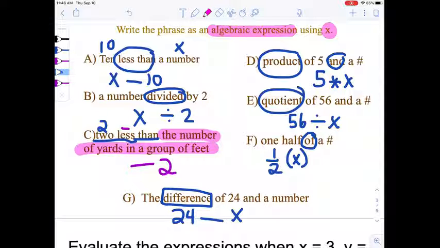If I asked you how many yards are in a group of 12 feet, well, I would take 12 divided by 3, because there's 3 feet in a yard. So 12 divided by 3 is 4, so that means there's 4 yards in a group of feet. So I know it's tricky, but we're going to write that as x divided by 3. And in 7th grade, we oftentimes do that bar as division. So x over 3, minus 2.